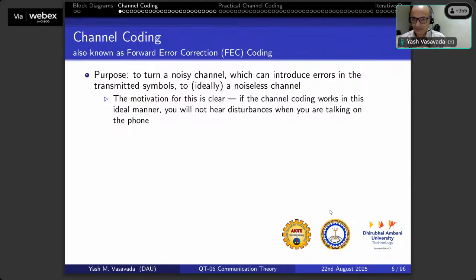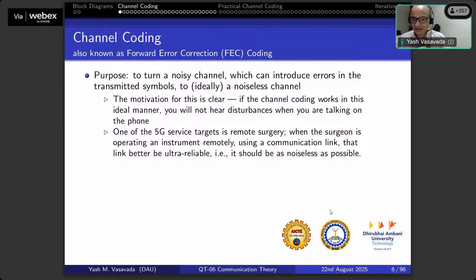And the motivation is clear. If the channel coding works in this ideal manner, then although the channel is throwing a lot of disturbances, you as the end user will never perceive it. For example, one of the 5G service targets is remote surgery, and precision is highly critical, right? If the surgeon is operating some instrument remotely, that communication link better be highly reliable, because otherwise the surgeon might be thinking that they are using the equipment in this manner, but the equipment might get used in some other manner, which could be catastrophic.